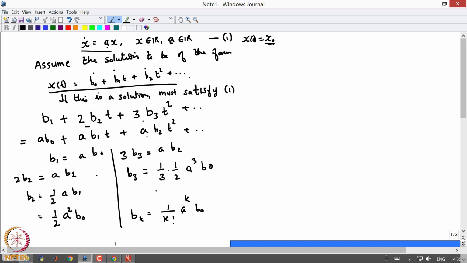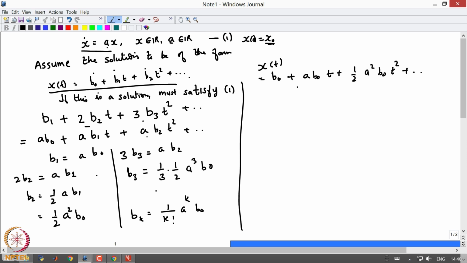So, I have the solution now in the following terms. x of t now is, what is b naught? I have everything in terms of b naught plus what is b1? b1 is a b naught plus b2 times t square. What is b2? Half a square b naught t square and so on. Now, I have the solution written down in terms of a, which is given to me, and b naught.